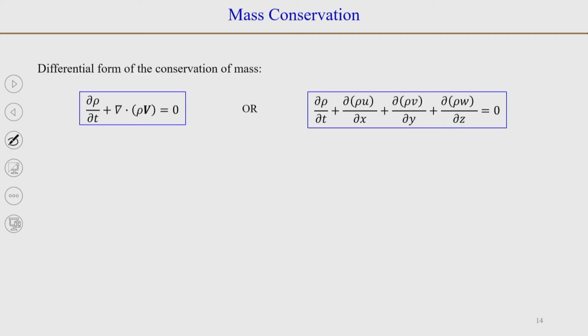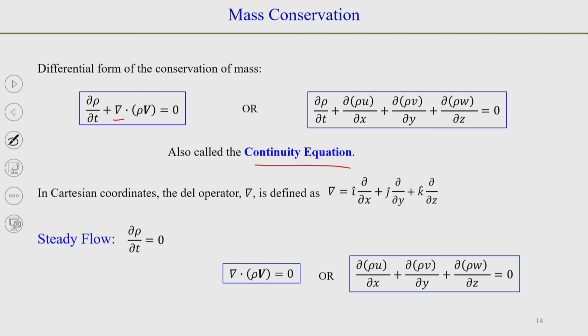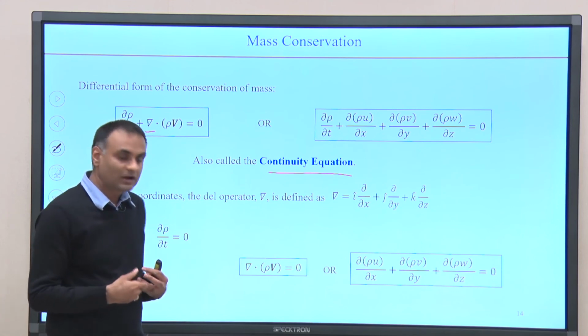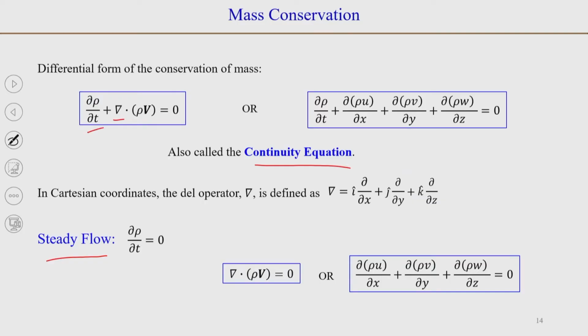Okay. So, we can look at some of the variations of it. This is also called the continuity equation, and we already saw that this del is in Cartesian coordinates, we can expand it in this manner. If the flow is steady, we know that steady flow means that the density is not going to change with time, the velocity is not going to change with time. So, the first term ∂ρ/∂t is equal to 0.